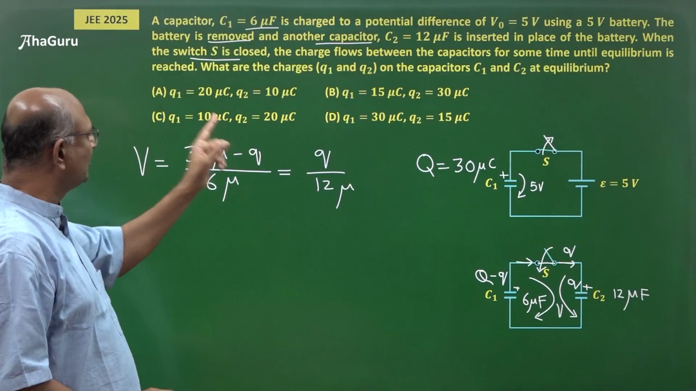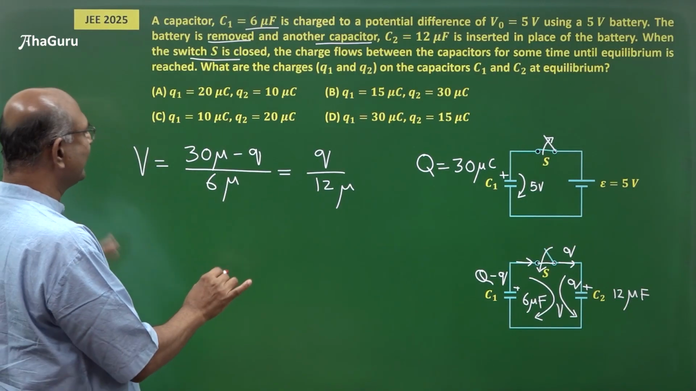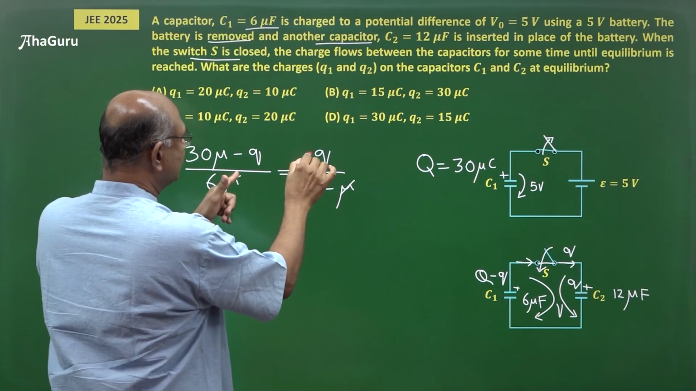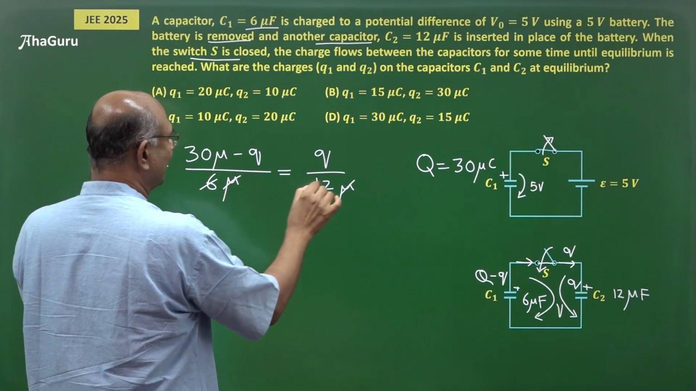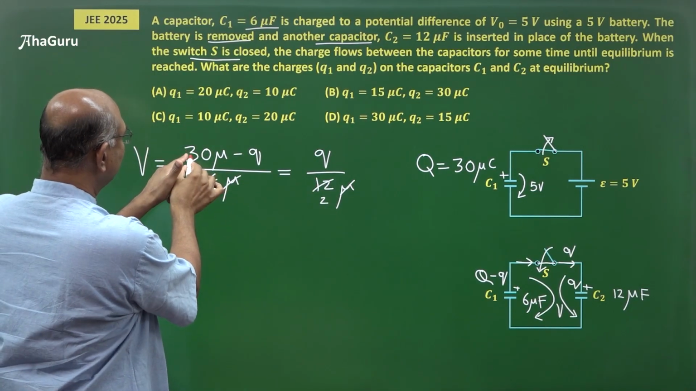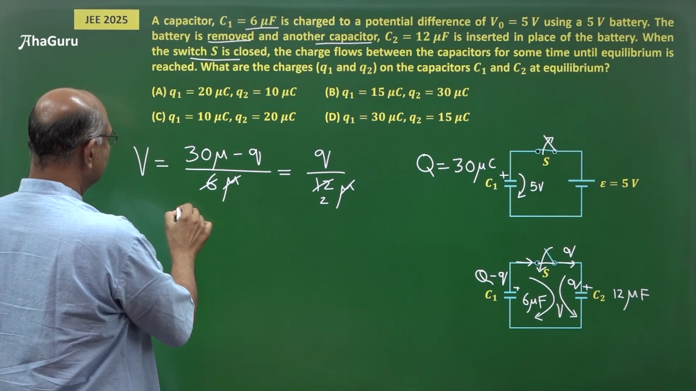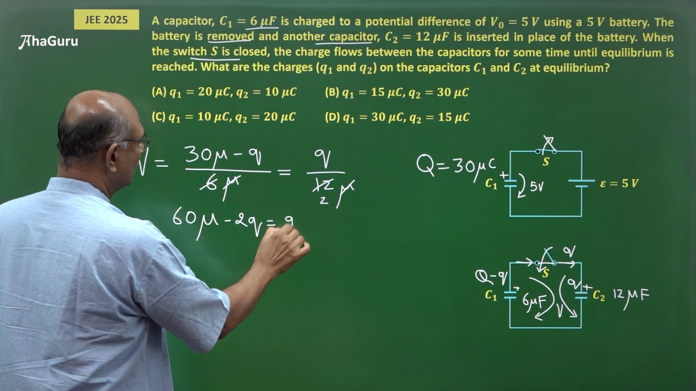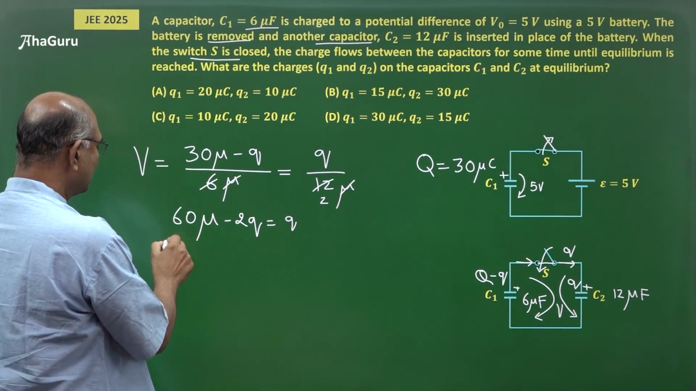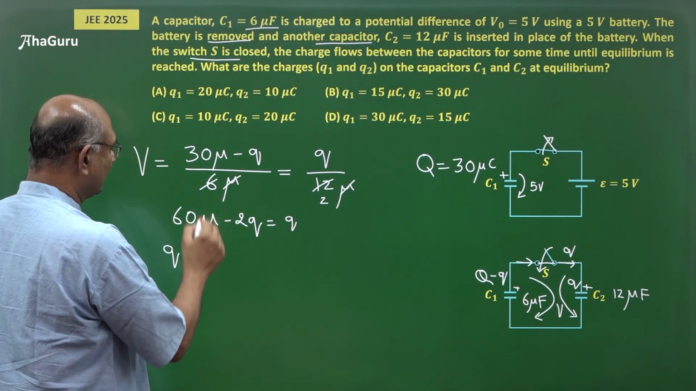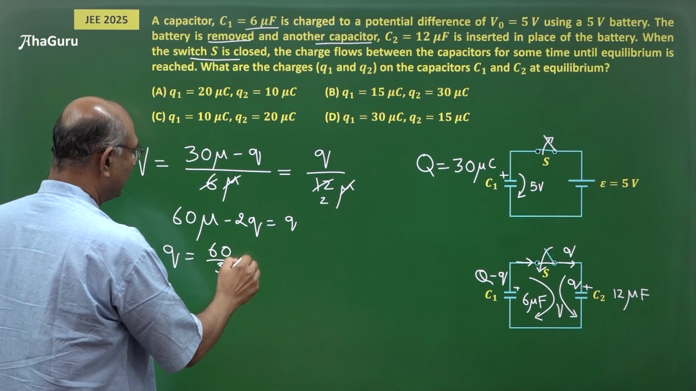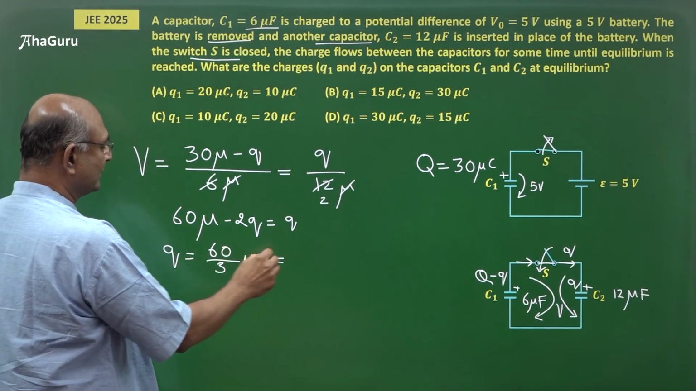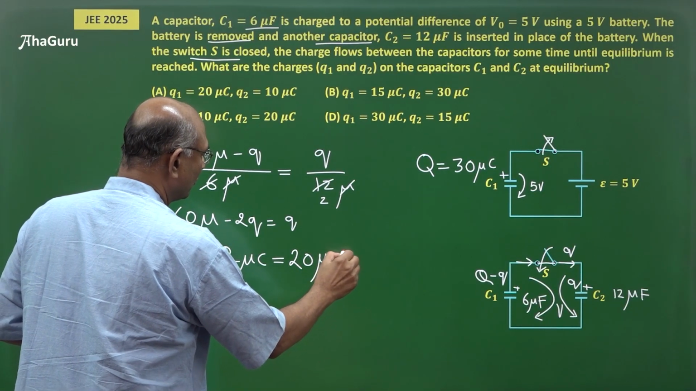And if I solve this, I'll be able to find small q, right? You have micro and micro, which you can cancel. So if I cancel this micro with that micro, 6 and 12 gives us a factor of 2. Cross multiply: 60 micro minus 2q equals q. So 3q equals 60 micro, so q is 60 by 3 micro coulomb. Everything is in SI units, so coulombs. This micro comes in here itself, so it is 20 micro coulomb.